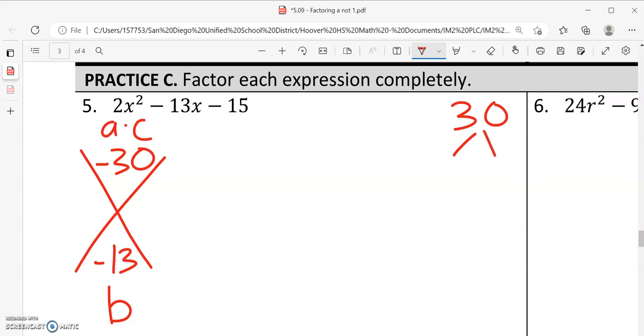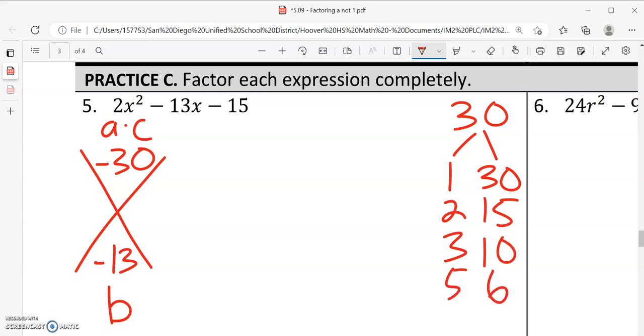So a factor tree of 30. 1, 30, 2, 15, 3, 10, and 5, and 6. So we know our number's negative, so one of our terms will be negative, and they need to add to negative 13. So it's going to be these ones right here, right? And then 15 will be negative. Okay? So 3 and 10, that adds to 13, but 1 needs to be negative. So it won't be 3 and 10. It looks like it's that one, but it's not. It's the 2 and negative 15. So positive 2, negative 15.